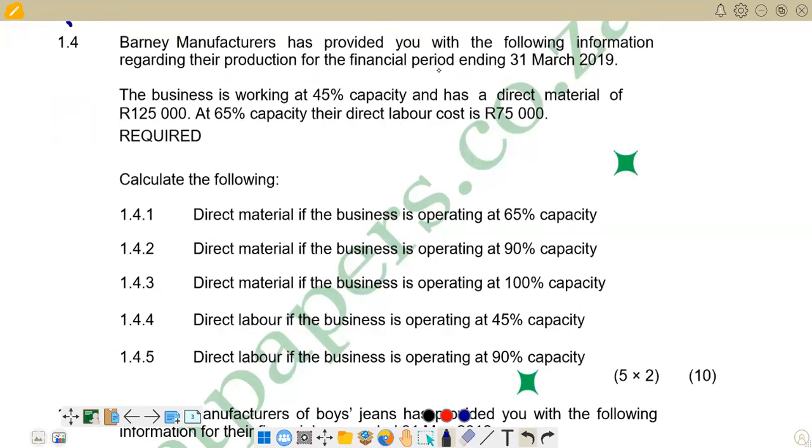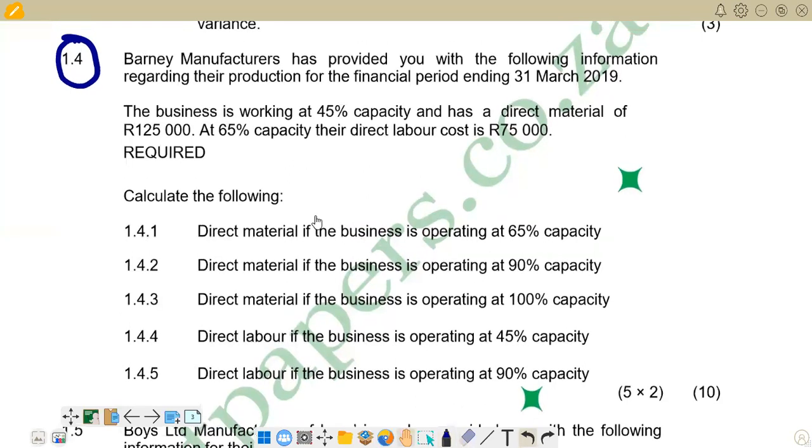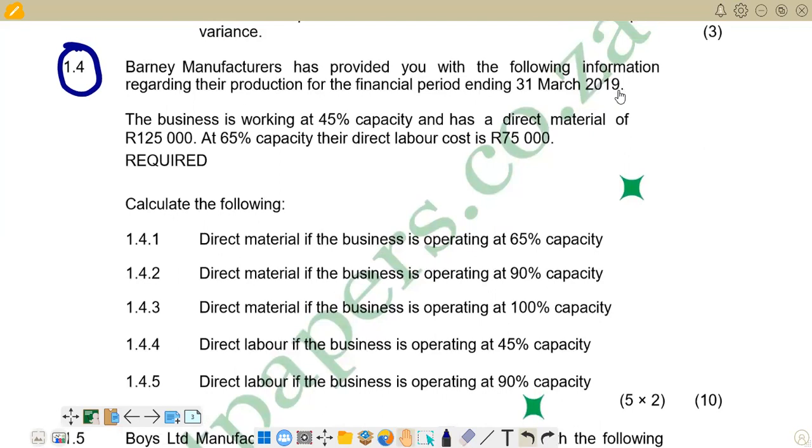So let's start to read the question. The question reads, panel manufacturers has provided you with the following information regarding their production for the financial period ending 31 March 2019. The business is working at 45% capacity and there's a direct material of 125,000 rands. At 65% capacity, their direct labor cost is 75,000. Then on the required part, we are told to calculate the following on 1.4.1. We need to calculate direct material if the business is operating at 65% capacity.